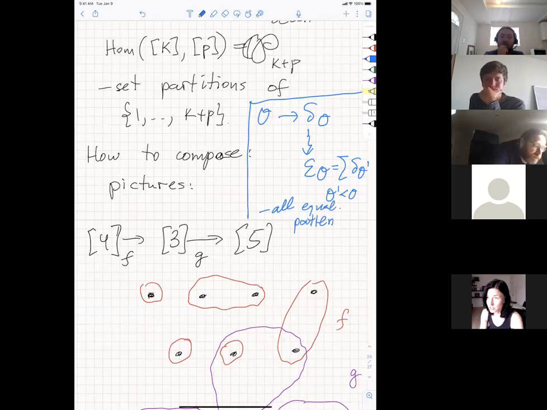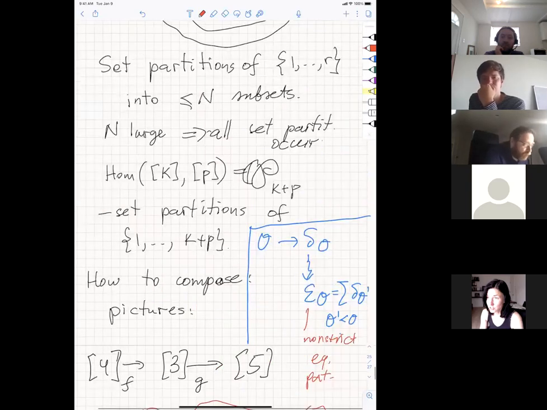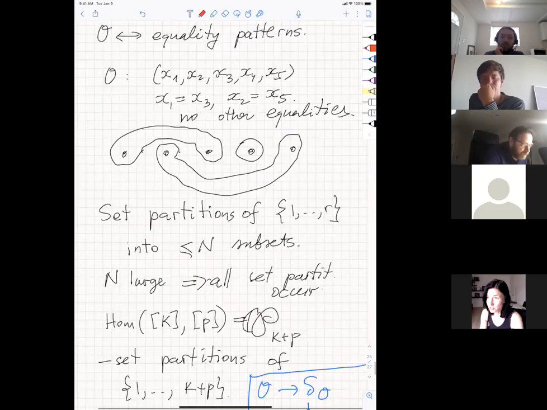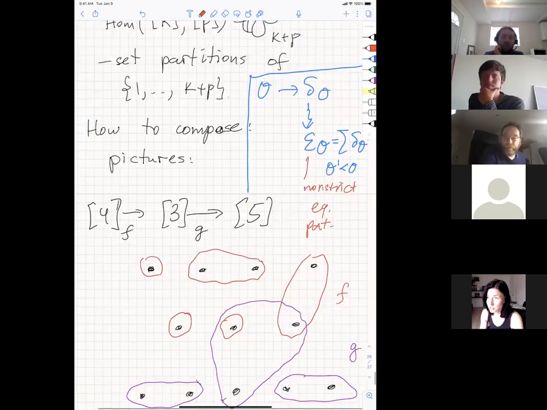So this epsilon O means that my equality pattern is non-strict. So this means that when I define delta O, I required that whatever elements I did not say were equal are not equal. But epsilon O means that they may or may not be equal.